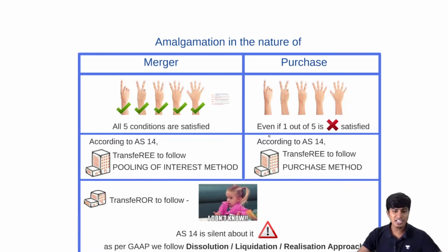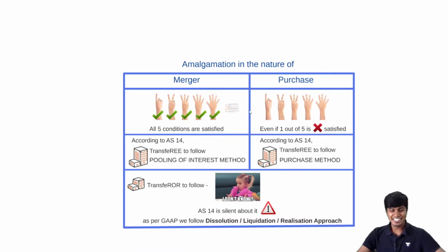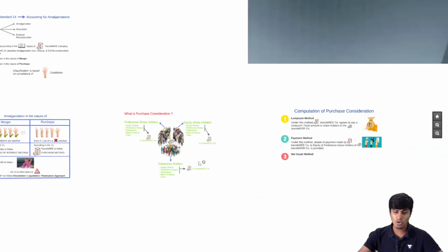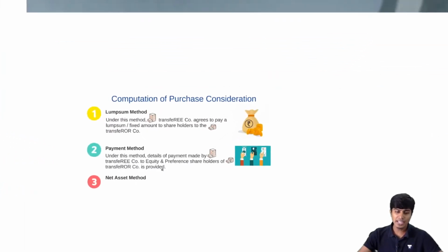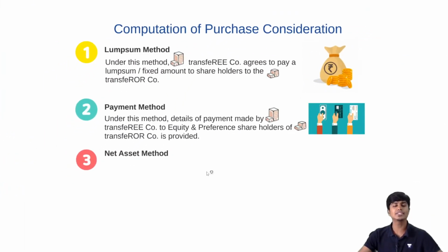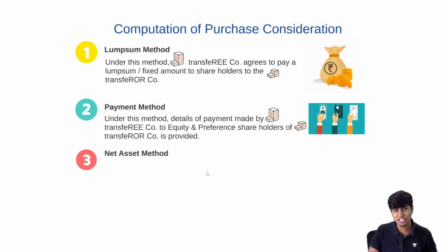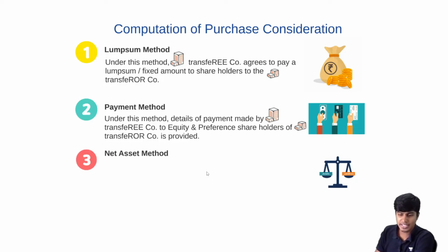Did you guys understand? Great. Quite happy that you remember. If you have not watched part 1, my request to all of you is to please go back and watch part 1 of amalgamation. It is right before this video. It's a very interesting one and it's going to make you conceptually very strong. Got that, guys? So going back, this is the net asset method.